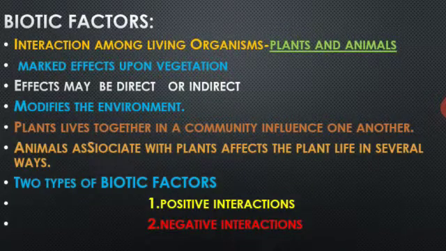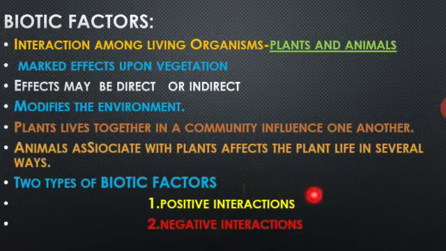First, the interaction among living organisms, especially plants as well as animals, is named as biotic factor. So here the effects may be direct or indirect. It modifies the environment. Plants live together and live with one another. For example, animals depend upon plants, and some lives will be affected. So here it is named as a biotic factor.